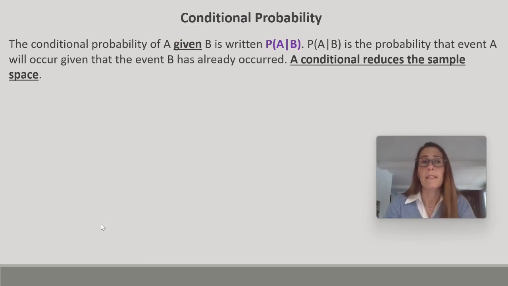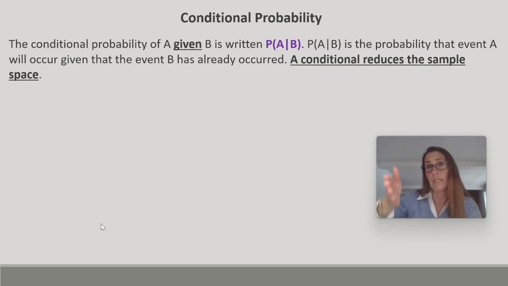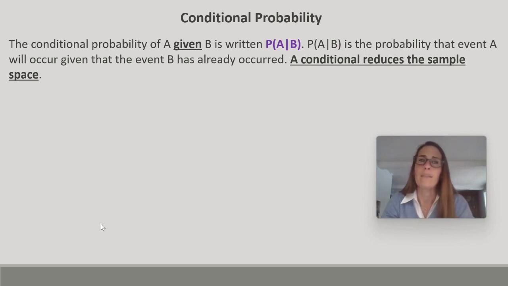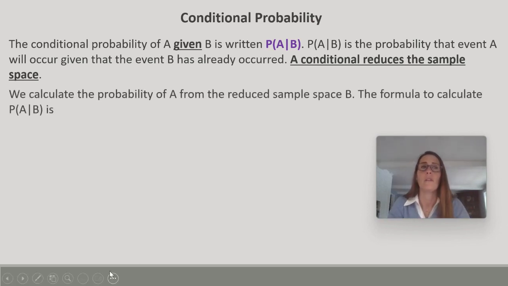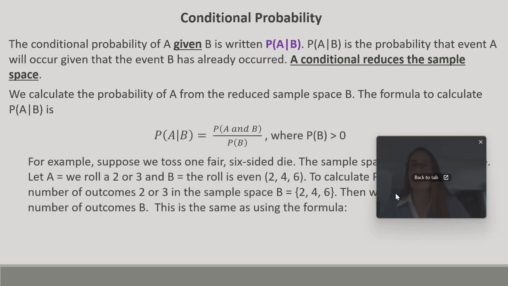So conditional probability: the conditional probability of A given B is written as P(A | B), and we read that as the probability of A given B. That's the probability that event A will occur given that event B has already occurred. A conditional reduces our sample space. We calculate the probability of A from the reduced sample space B, and the formula to calculate the probability of A given B is this.